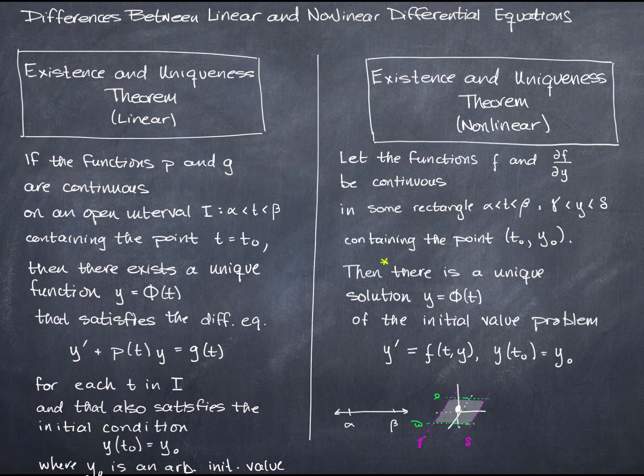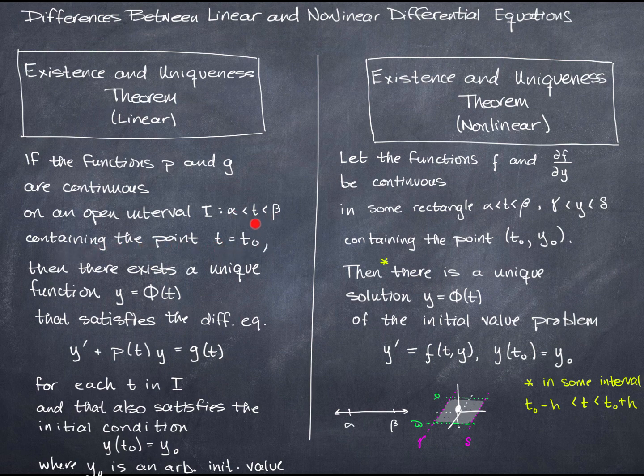Then, in some interval, I'll put it down here, in some interval where t falls somewhere between t naught minus h and t naught plus h. And what that means is that, let's go back over to this version, remember, where is it? Here it is, t equals t naught. This interval I contains the point t equals t naught.